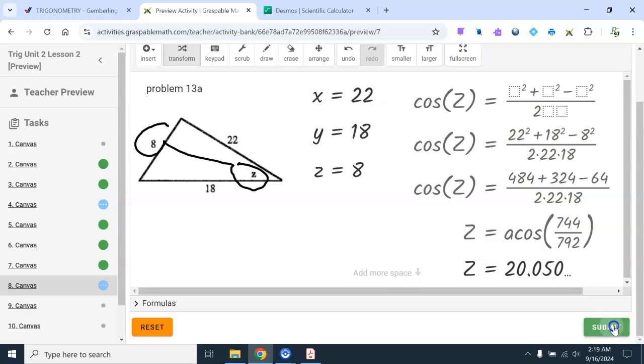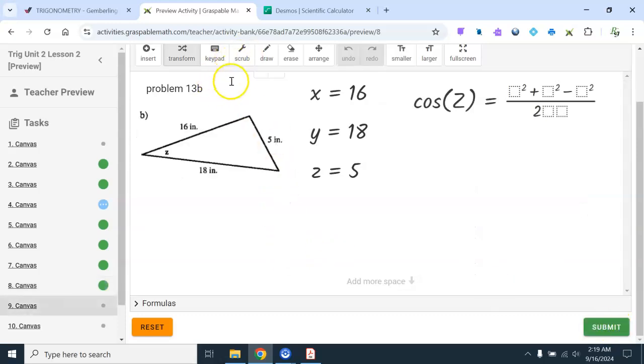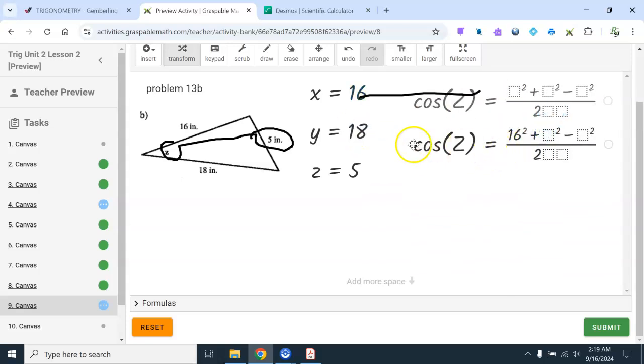Alright, in the second problem, again, identifying the side opposite the angle we're looking for, in this problem we're going to end it with the 5. So 16 squared plus 18 squared minus the 5 squared, all over 2 times 16 times 18.